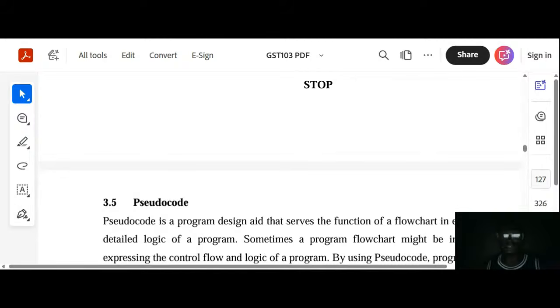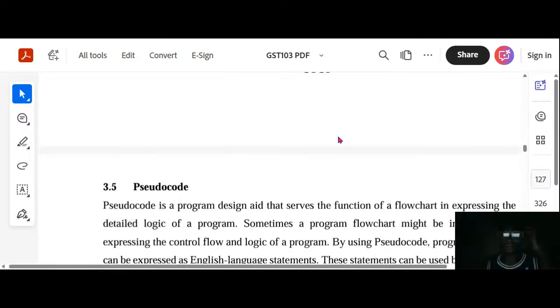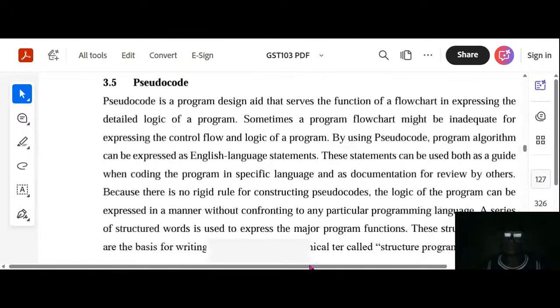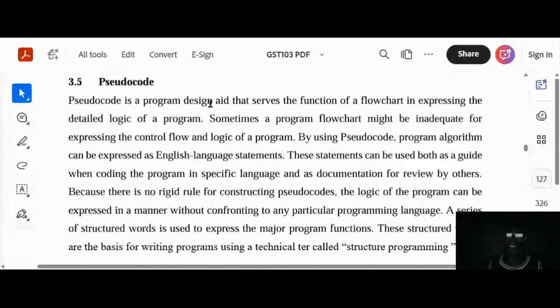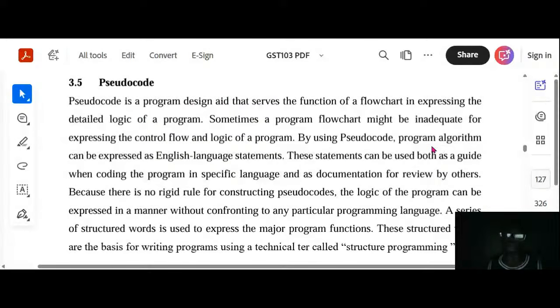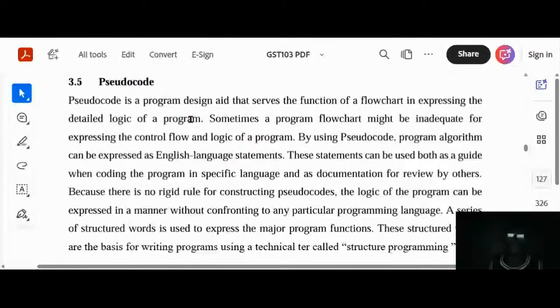So the next thing we'll be doing is pseudocode. That is the last thing under this algorithm and flowchart topic. We'll be dealing with pseudocode, and it's very good you know the meaning of pseudocode. Program design aid, a program design aid that serves the function of expressing the detailed logic of a program.